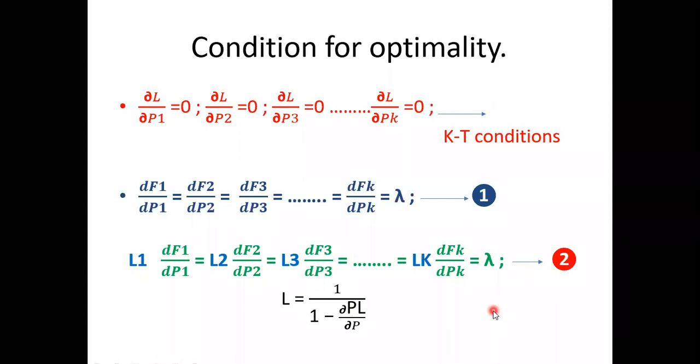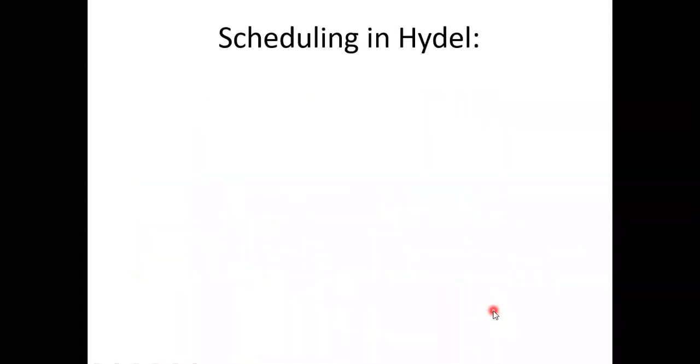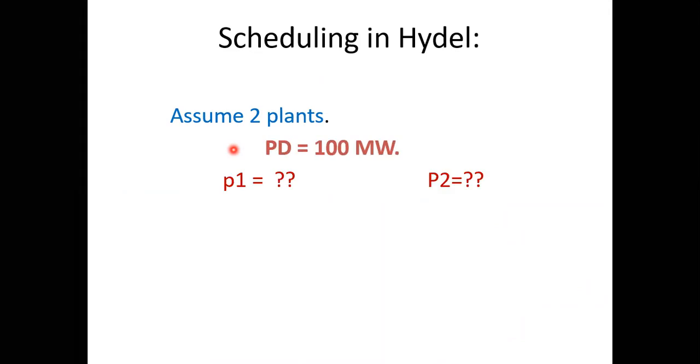Similarly, let us consider a hydro law. Let us consider scheduling in hydro. This is almost similar to our thermal. For example, let's assume two plants here also. Then assume the same load, PD is equal to 100 megawatts. Then what would be the values of P1 and P2 in normal scheduling?